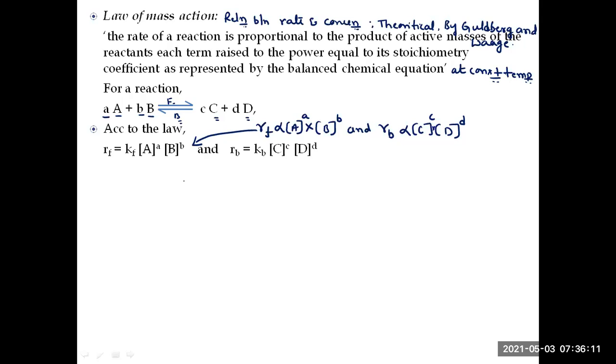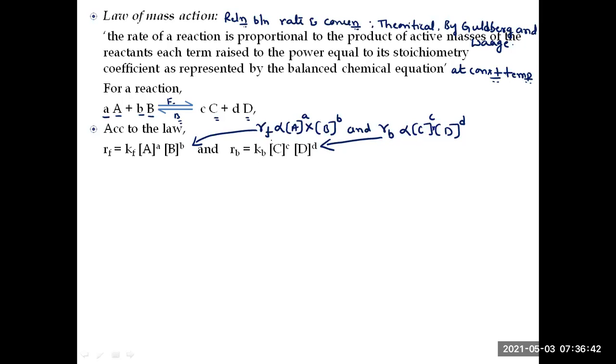Now this is the equation. You convert this proportionality into an equation. Rate is equal to, if you remove the proportionality, we introduce the constant Kf. It is the rate constant of the forward reaction. Similarly, RB is proportional to [C]^c [D]^d. So rate of backward reaction is equal to Kb into [C]^c [D]^d, where Kb is the rate constant of the backward reaction.